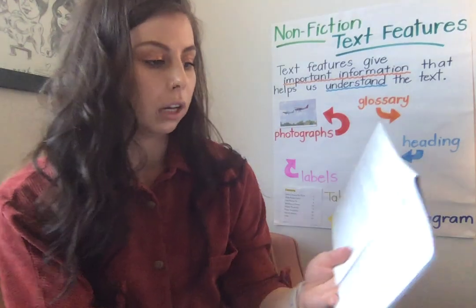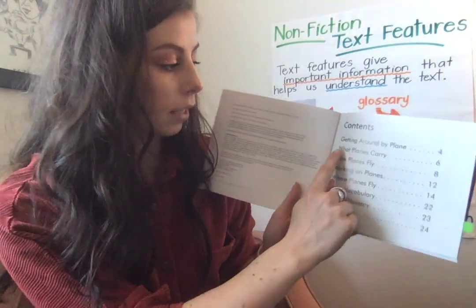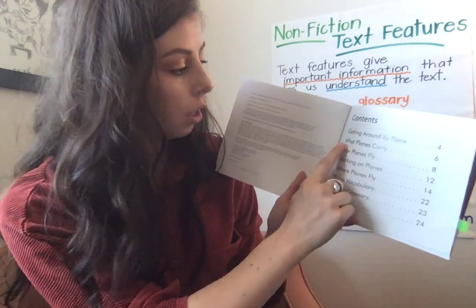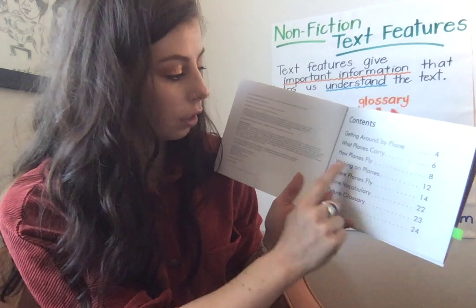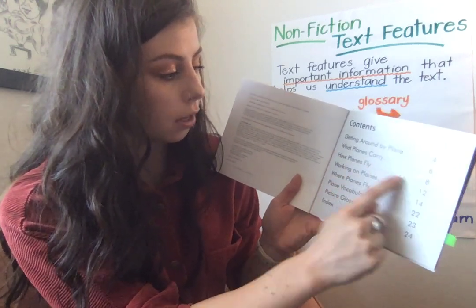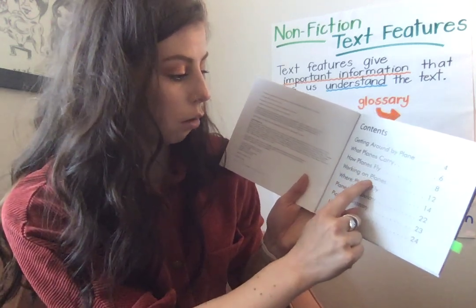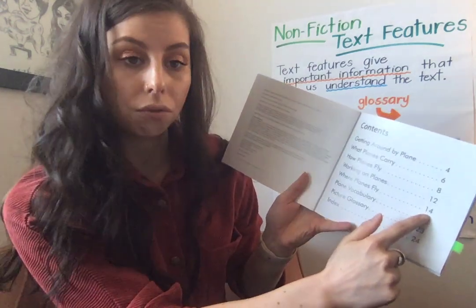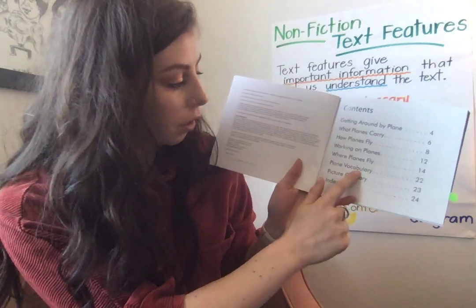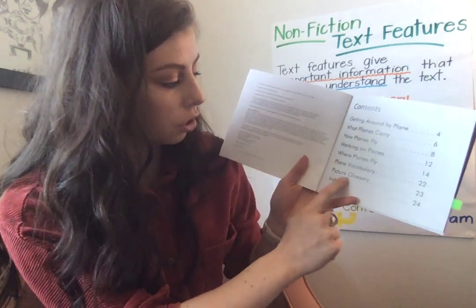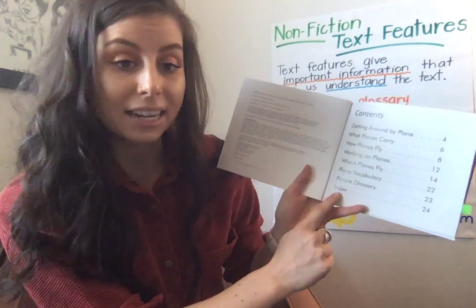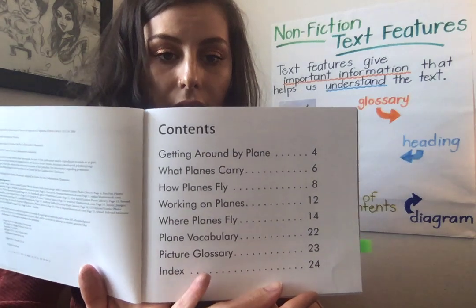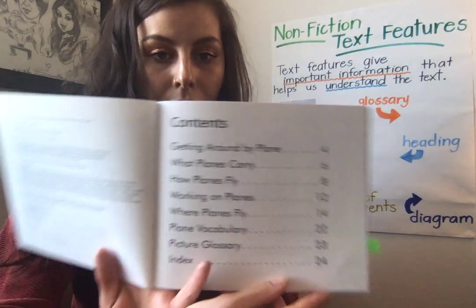So let's see what we're going to be learning about in this book. It says contents, Getting Around by Plane, and then these numbers are the pages that it's on. What planes carry, page number 6. How planes fly, page number 8. Working on planes, page 12. Where planes fly, page 14. Plane vocabulary, page 22. Picture glossary, page 23. And index, page 24. So that gives me a good idea of all the things that I'm going to be learning about in this book.